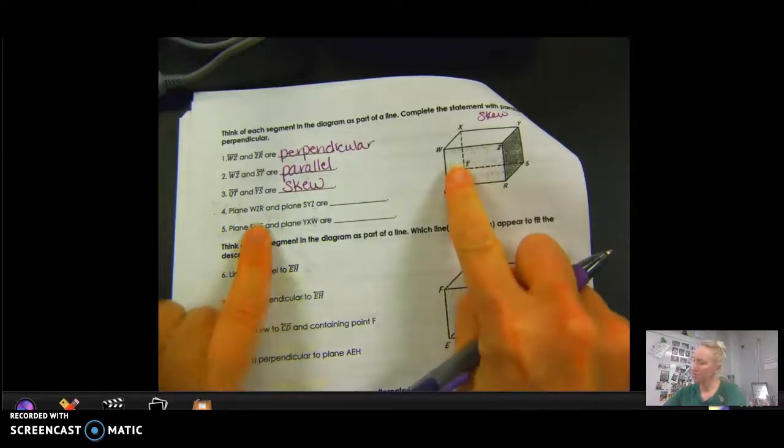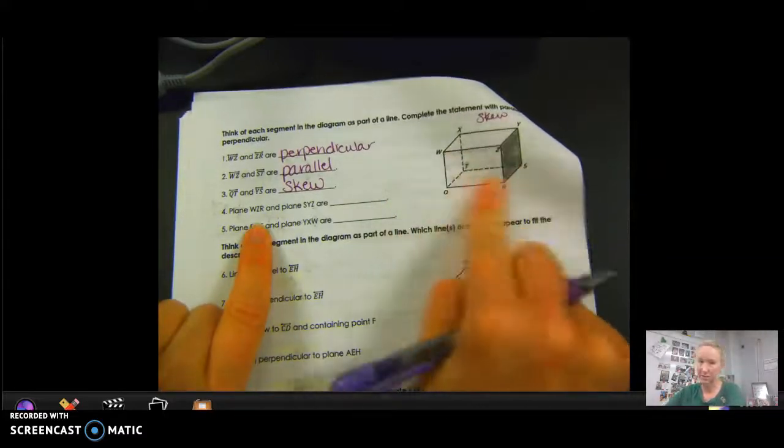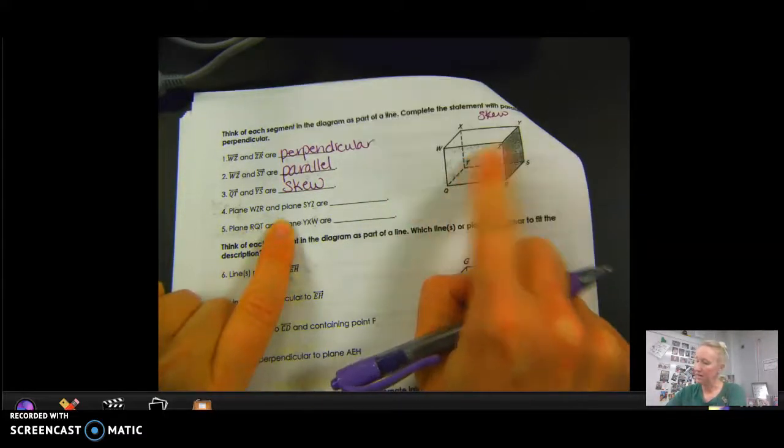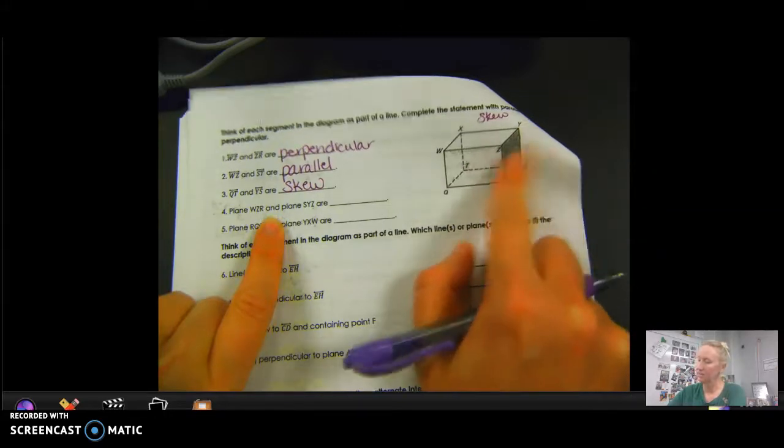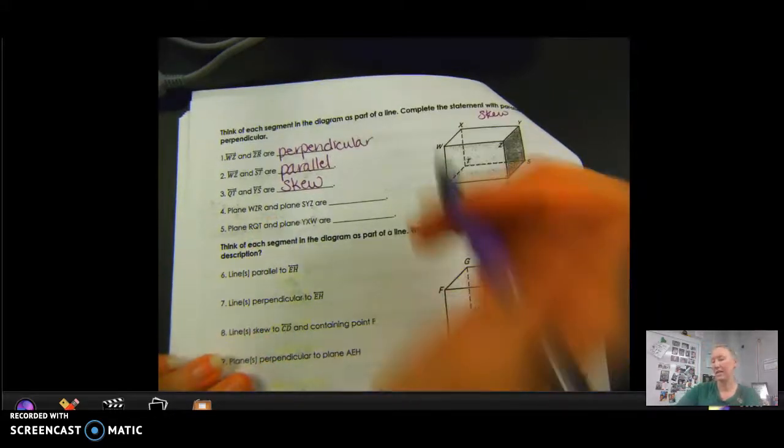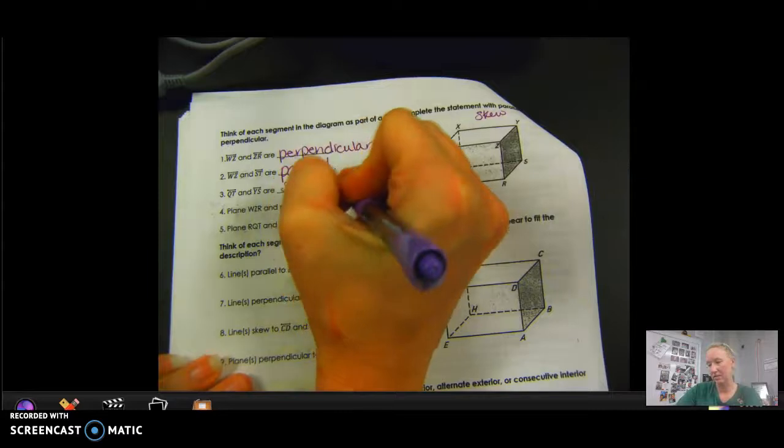Plane WZR, WZR is this front plane, and plane SYZ. SYZ is the side plane. So the front plane and the side plane hit at a 90-degree angle, so they are perpendicular.